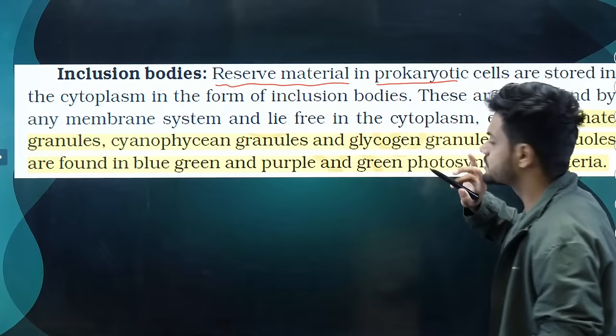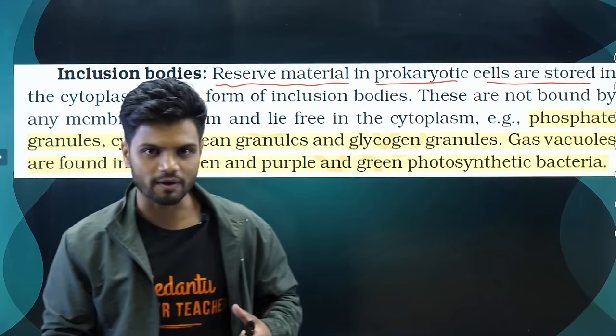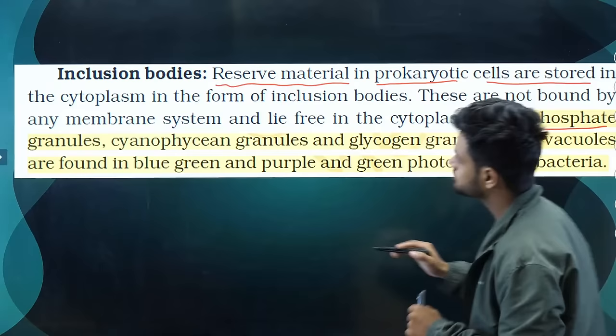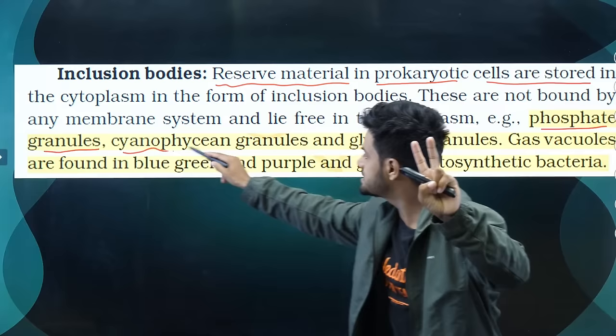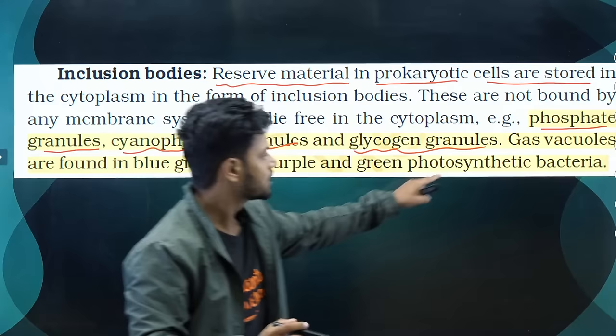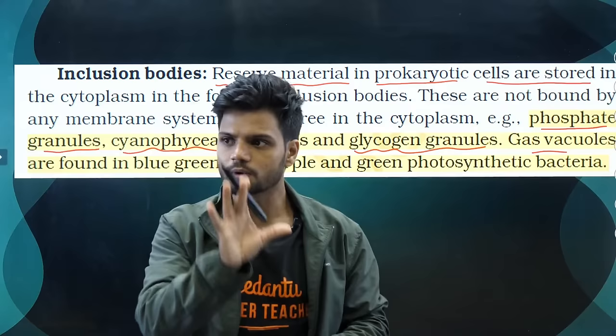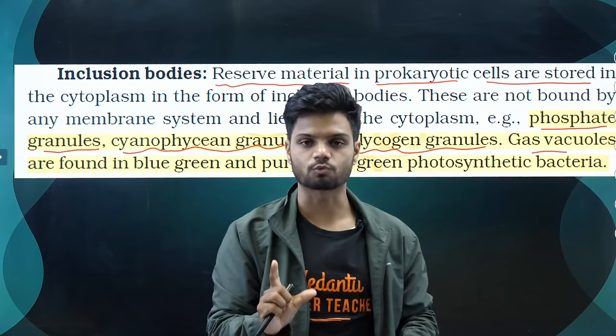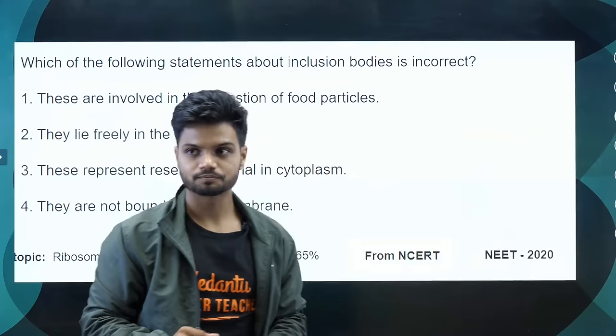Now, apart from gas vacuoles, are there other options you need to remember, which can be asked in the examination? Yes. One example is phosphate granules. Second is cyanophycean granules. Third is glycogen granules. After those three examples, the last one is gas vacuoles. Students, remember in your examination, they can ask you any one of them, not only the first two. So be prepared.